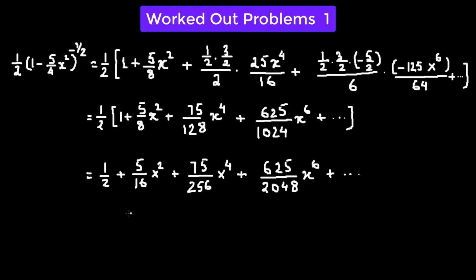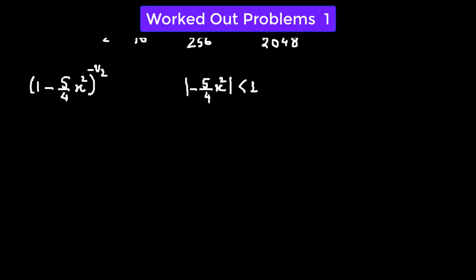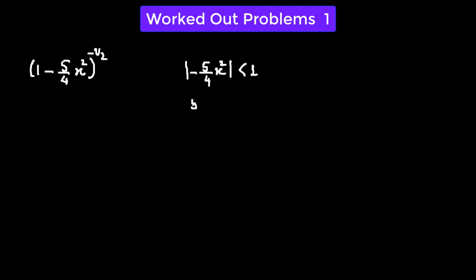Now we will have to find out the value of x for which the given expansion will be valid. So we use half times 1 minus 5 over 4 x squared raised to the power negative half, and from here we have to make sure that the absolute value of negative 5 over 4 times x squared is less than positive 1. Then we solve this inequality and that would give us the value of x. So we'll have 5 over 4, and the absolute value of x squared is simply x squared, because it's always a positive number, which is going to be less than 1.